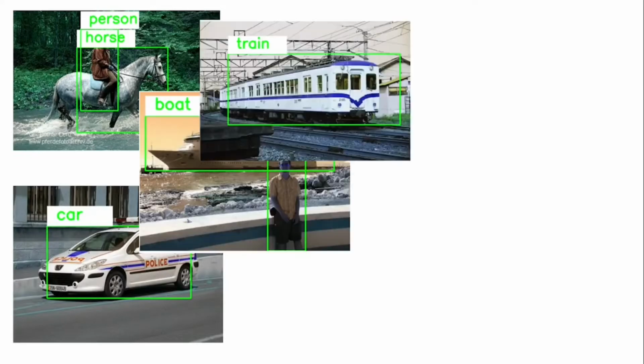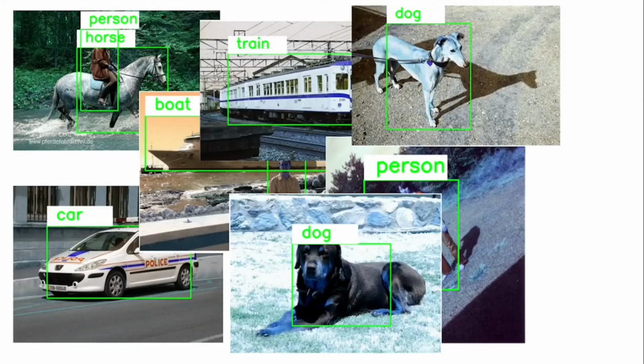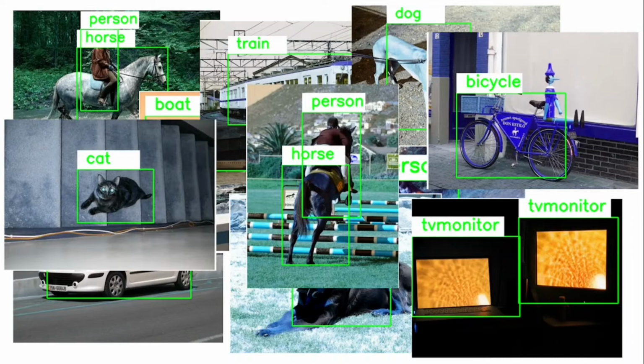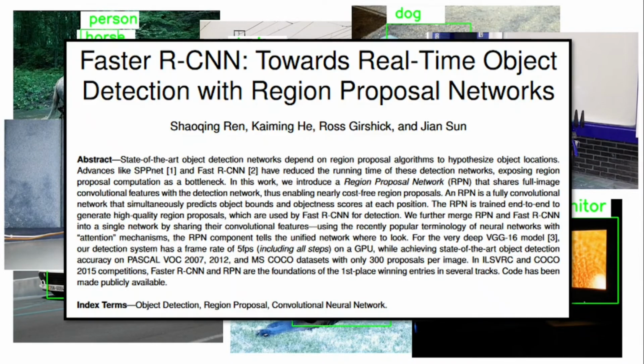If you want to detect objects in images as shown here, then this video is for you. Here we shall learn about the Faster-RCNN algorithm, which is one of the most popular and widely used object detection algorithms. By the end of this video, you shall get the complete picture of the Faster-RCNN pipeline.